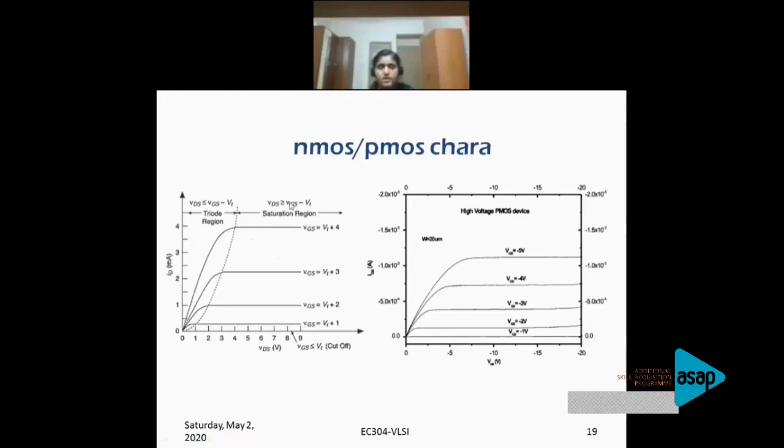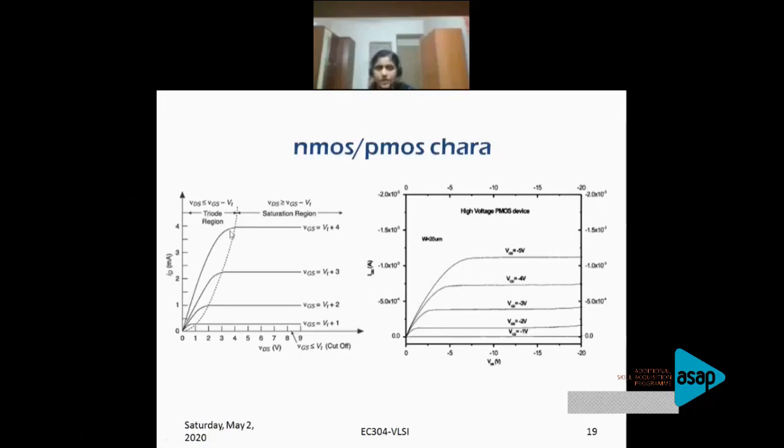In the saturation region, the current actually saturates; the wave is actually flat. In the triode region, there is a linear increase of the current with respect to the increase in voltage. That is why it is called a linear region, ohmic region, or triode region. And when the transistor is off, you call that a cutoff region. So that you have to remember.